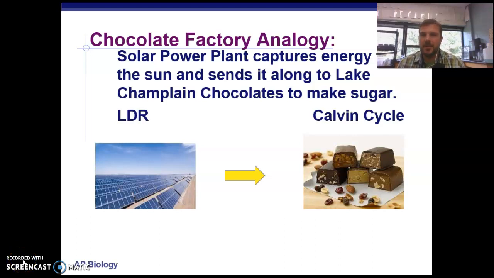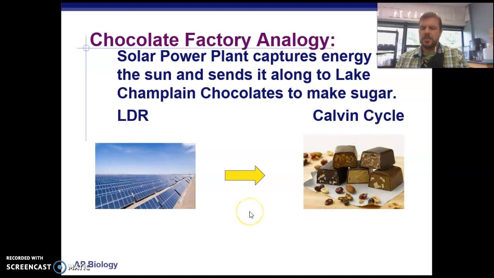Lang, your friendly neighborhood biology teacher, and today I want to take you on a journey through the Calvin cycle to end photosynthesis and wrap things up with that sugar production. That's how we make glucose. So just to go back to our chocolate factory analogy real quickly, sort of like we got a power plant over here. It's going to send energy to the Calvin cycle to make the sugar.